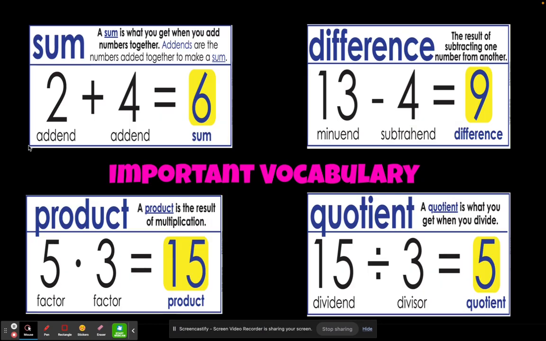Same thing here. If you're adding things together, it's the sum. These are called addends, which is so funny. I don't know many people that call them that, but that's the true terminology. The difference is the subtraction problem, quotient, and product. Your factors are the numbers you're multiplying together. Your product is your answer. So this is another great screenshot.